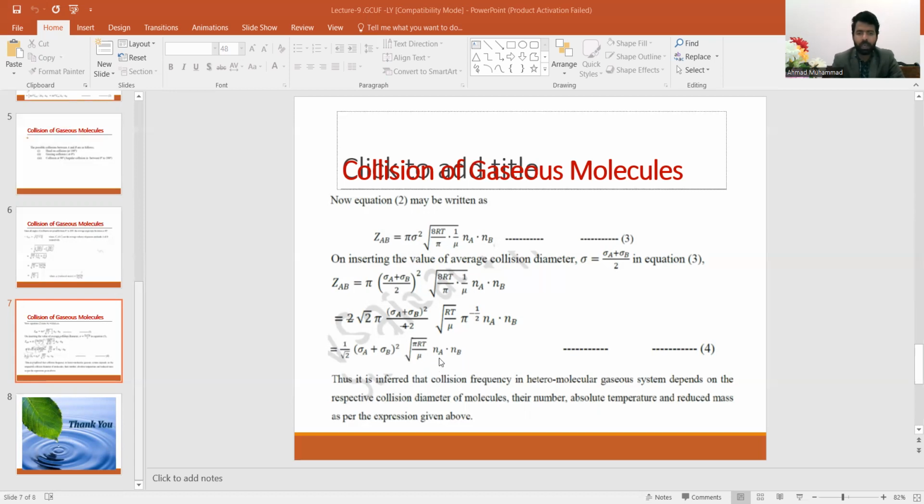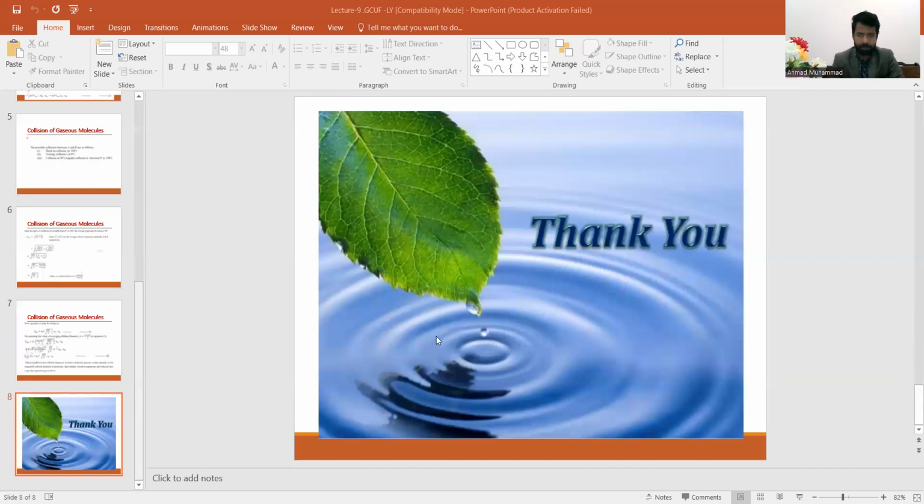Thus it is inferred that the collision frequency of heterogeneous molecules depends upon the respective collision diameters of the molecules, their numbers, the absolute temperature and the reduced mass, as per the expression given. So this is heterogeneous molecular gas collision, which we discussed in detail, and next we will come together for a new session soon.